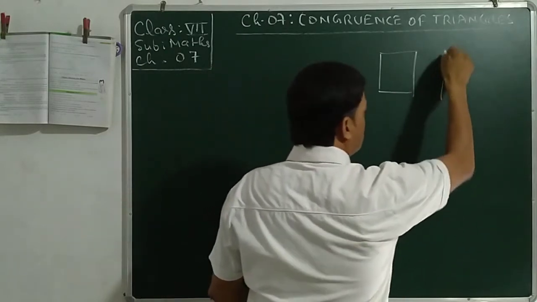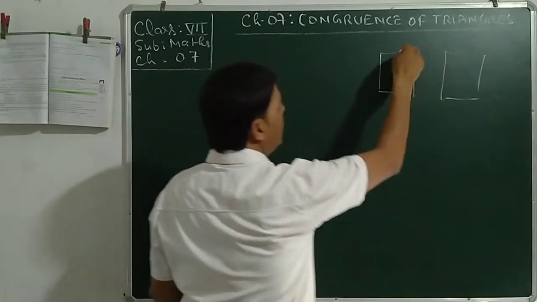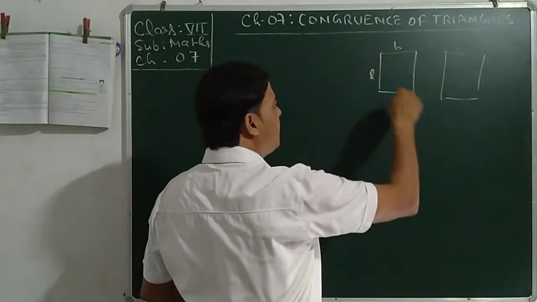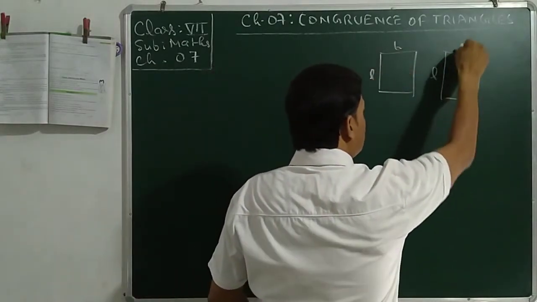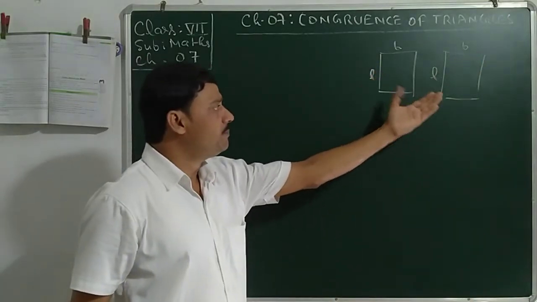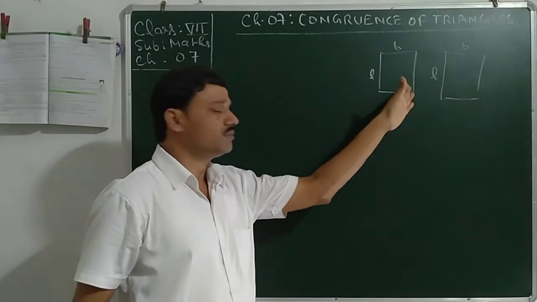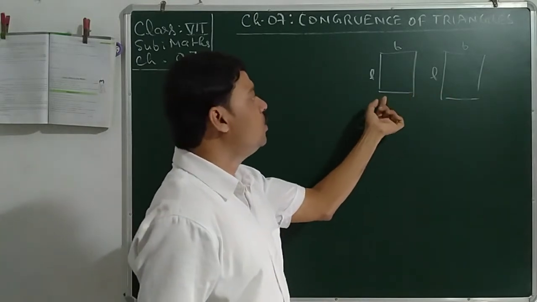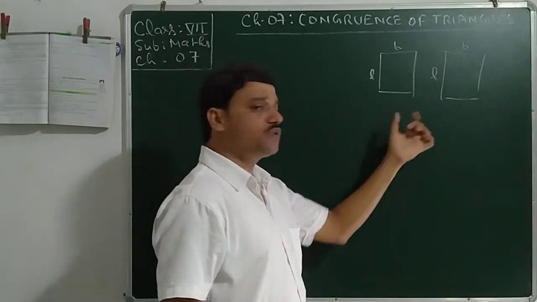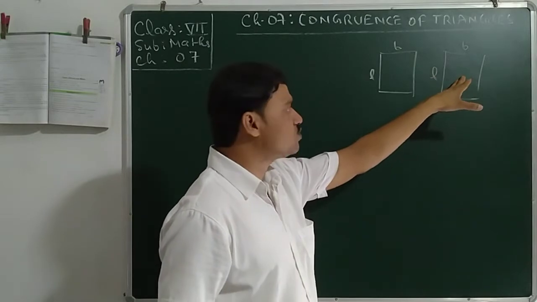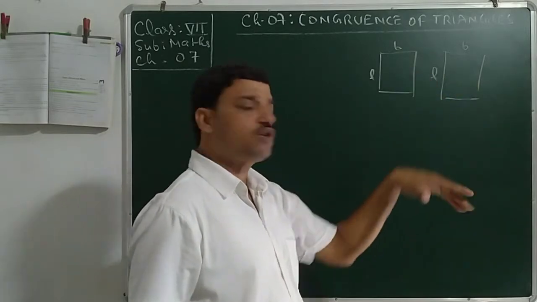and there is another book. Assume that the length of this book is L and B, and the length of this book is also L and B. If you pick this book and put it over this book so that the book is completely covered up, you will realize that no other part is visible outside. That means this book covers this one completely, or this book covers that one completely.